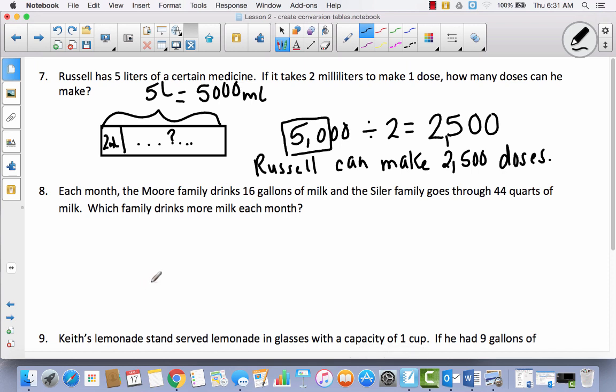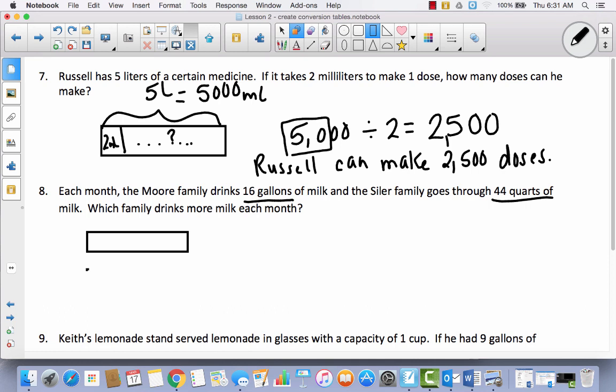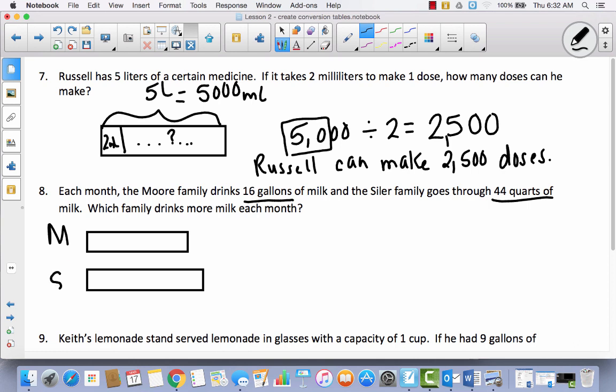So each month, the Moore family drinks 16 gallons of milk, and the Seiler family goes through 44 quarts of milk. Which family drinks more milk each month? Do you hear a total or do you hear a comparison? I hear a comparison. All right, so I'm going to start with, I'm not sure which one's more. So in this case, it's not asking how much more, it just says who drinks more. So I've got these at different lengths, but I really don't know which one's bigger. I'm going to go ahead and put M for Moore family and S for Seiler family.